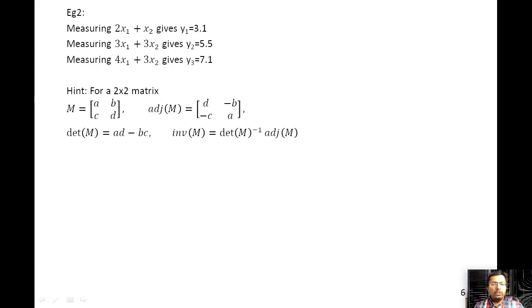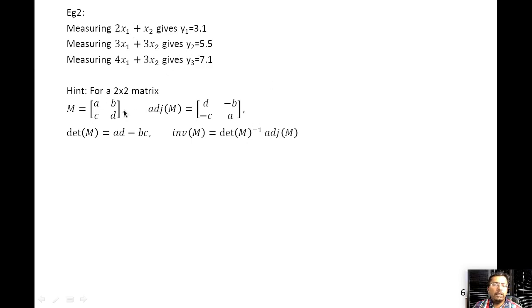So let's do the example that we started out. We have 2x1 plus x2, we get y1 equal to 3.1. With 3x1 plus 3x2, we get y2 is 5.5. 4x1 plus 3x2, we get y3 is 7.1. So I do have a hint here as to how you would calculate a 2 by 2 matrix. You'll see you'll actually end up with a 2 by 2 matrix.